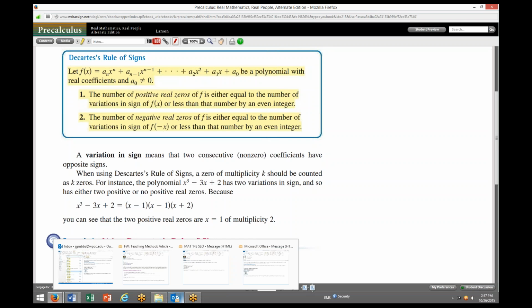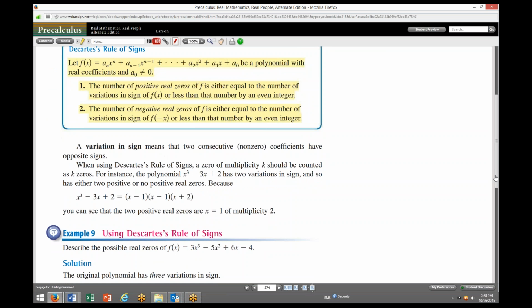It's going to be equal to the number of variations in sign of f of x, or it's going to be equal to less than that number by a multiple of 2, an even integer. And we're going to look in just a moment at what we mean by the number of variations in sign of f of x. And secondly, the number of negative real zeros of f is equal to either the number of variations in sign of f of negative x, or less than that by a multiple of 2, an even integer.